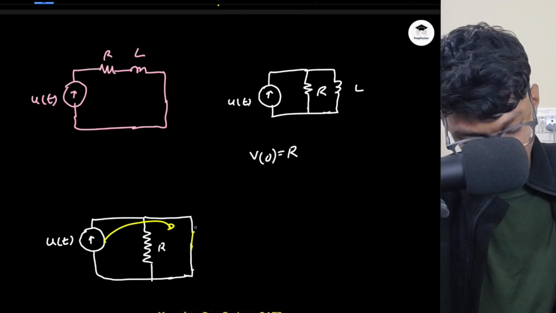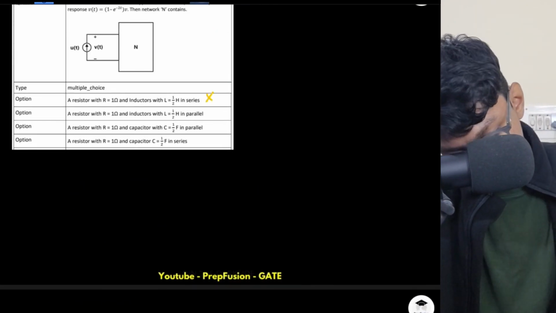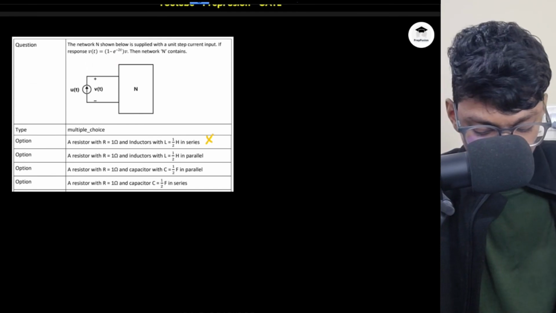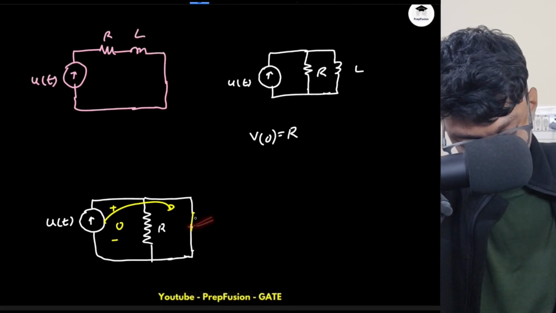No problem is there. Can the voltage be 0? Yes, the voltage can be 0. So voltage will be 0 at T equal to 0, which is correct. At T equal to 0, voltage is 0. At T equals to infinity, the voltage is simply 1. At T equals to infinity, if I put T equals to infinity, this will be open circuit.